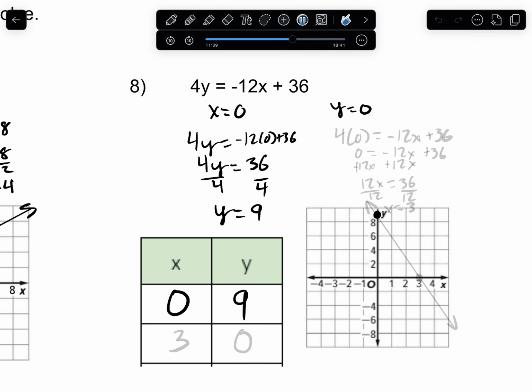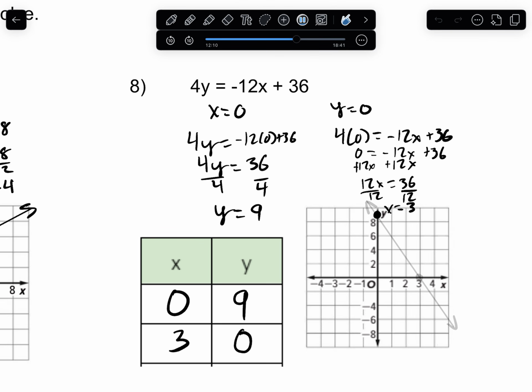And then when y equals 0, so then we are saying 4 times 0 equals negative 12x plus 36. So then really we have 0 equals negative 12x plus 36. So plus 12x to both sides. So 12x equals 36, divided by 12, just so I can have x as a positive number, and that would be 3. So when y equals 0, x is 3.